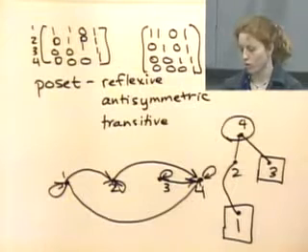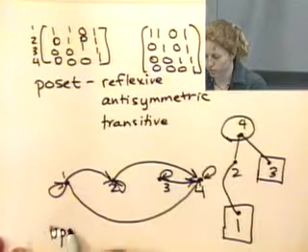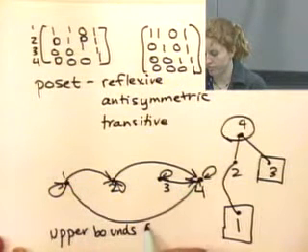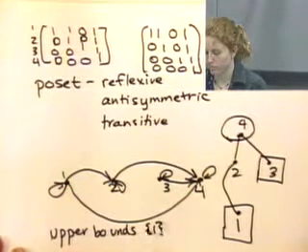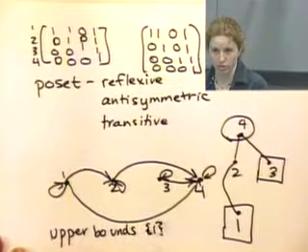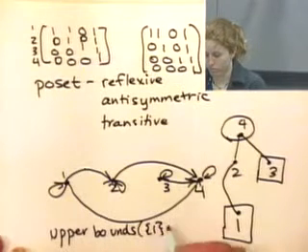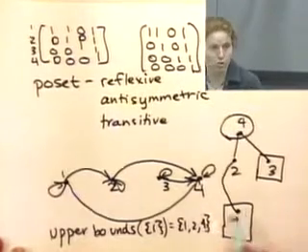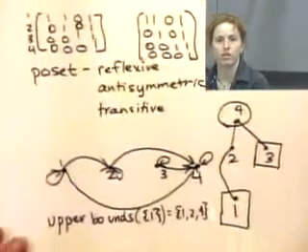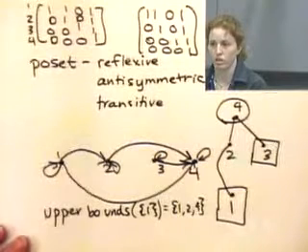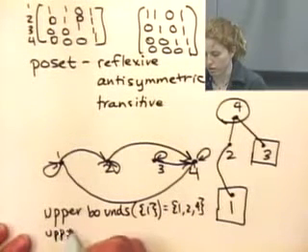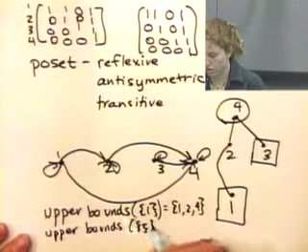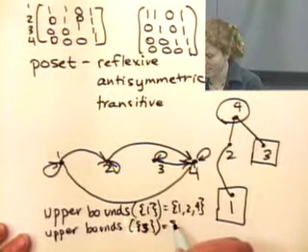How about what are the upper bounds of 1? 1, 2, and 4, right? That's everything I can get to from 1. And you're forgetting there's a little loop on 1, so I can get to 1 from 1. So upper bounds of 1 are 1, 2, and 4. So what are upper bounds of 3? 3 and 4.